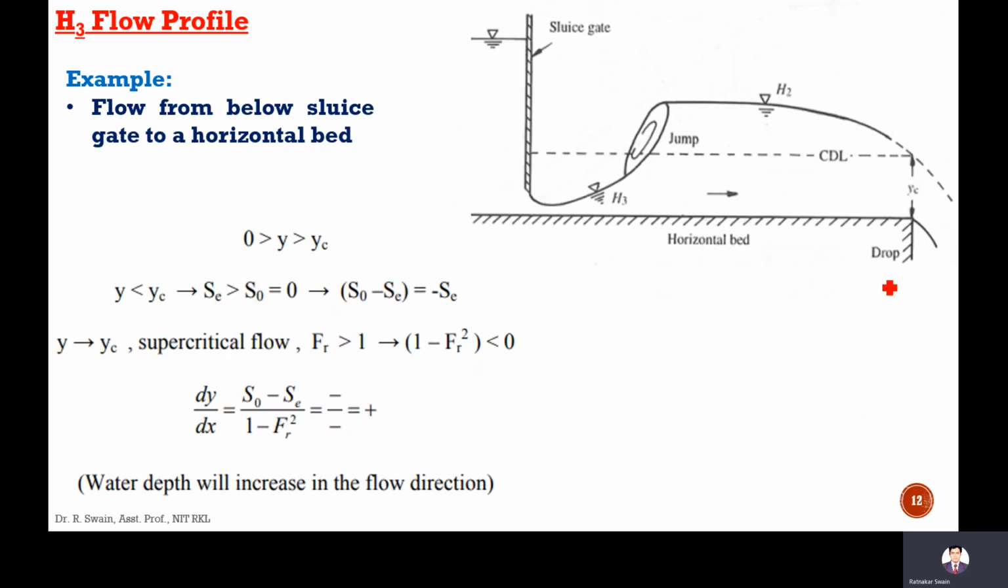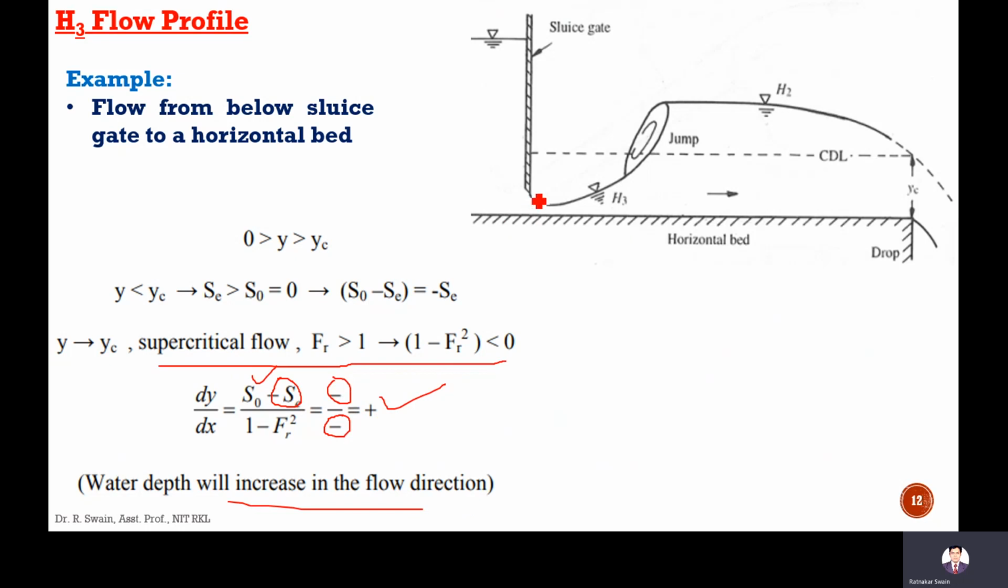Next is the S3 flow profile. In this case, Y is less than YC, so it is a supercritical flow. Froude number will be more than 1 and 1 minus F square will be less than 0, so the denominator will be negative. And the numerator will obviously be negative because S naught is 0, so it will be a negative value. Negative divided by negative will give a positive value, so water depth will increase in the flow direction. This can be obtained below the sluice gate if it is meeting a horizontal bed.